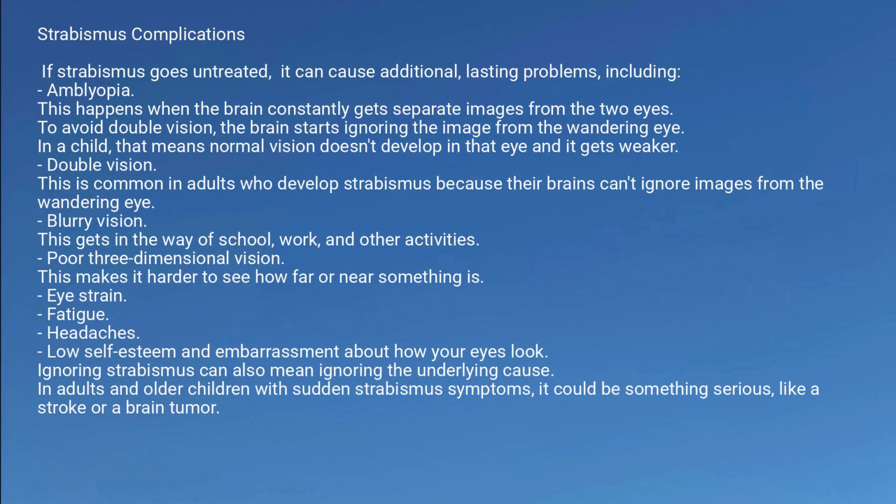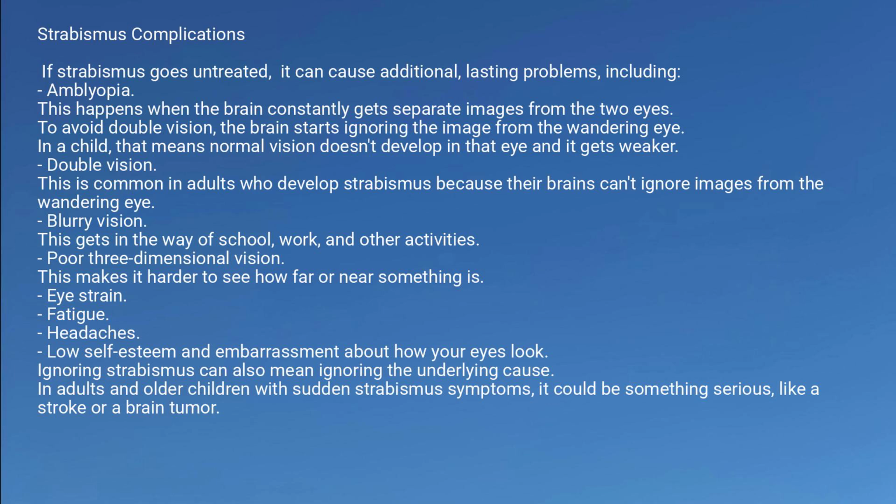Strabismus complications. If strabismus goes untreated, it can cause additional, lasting problems, including amblyopia. This happens when the brain constantly gets separate images from the 2 eyes. To avoid double vision, the brain starts ignoring the image from the wandering eye. In a child, that means normal vision doesn't develop in that eye and it gets weaker. Double vision. This is common in adults who develop strabismus because their brains can't ignore images from the wandering eye.